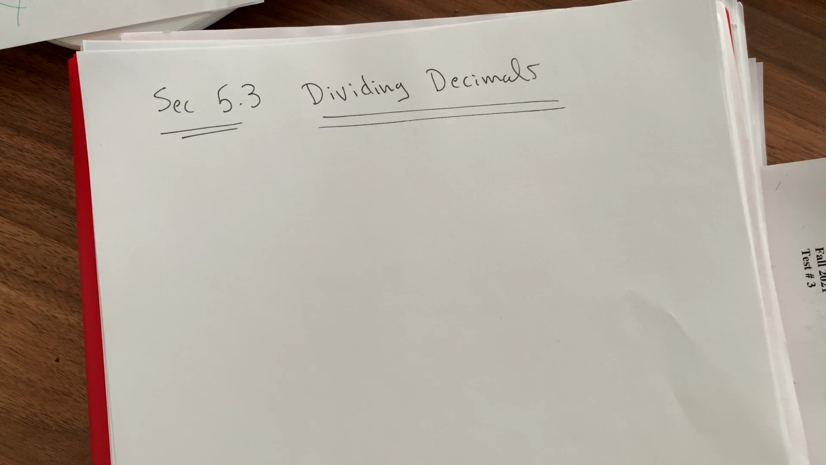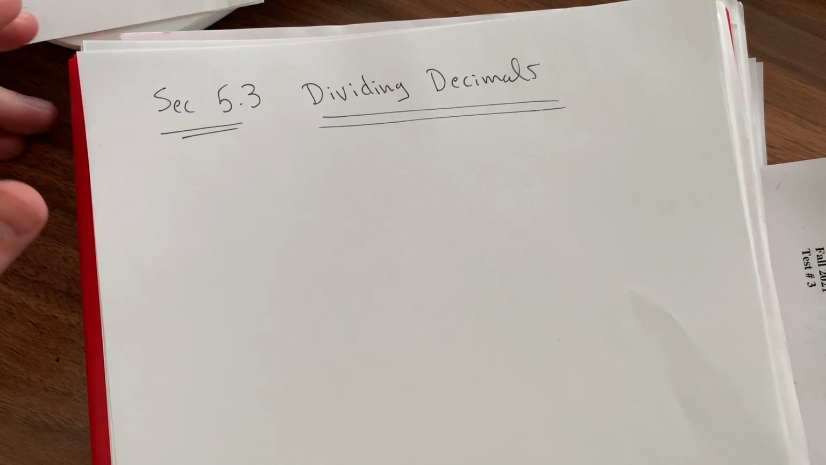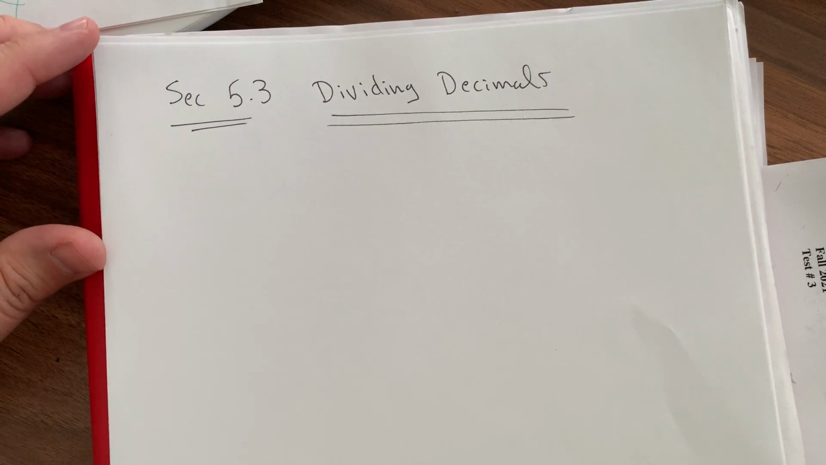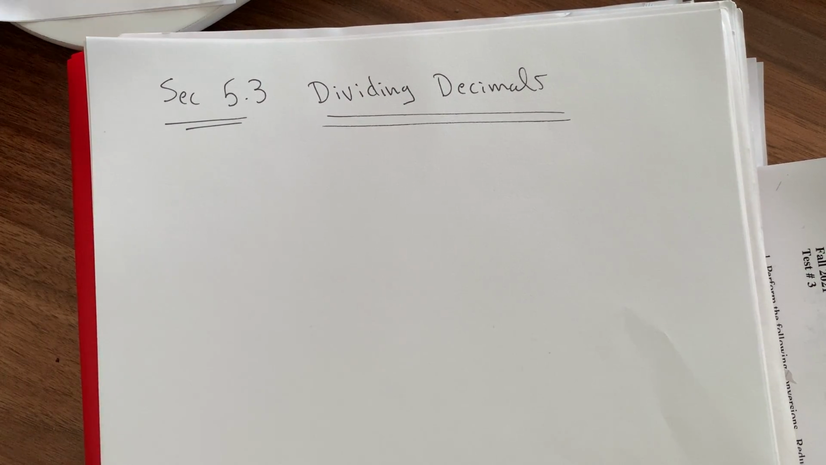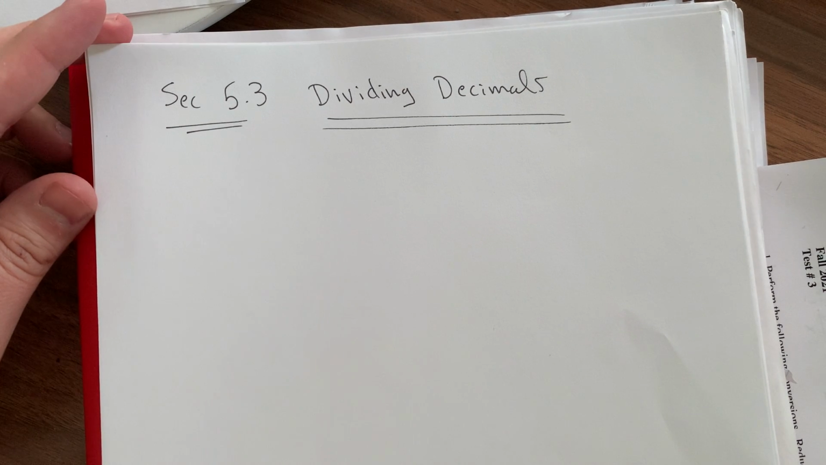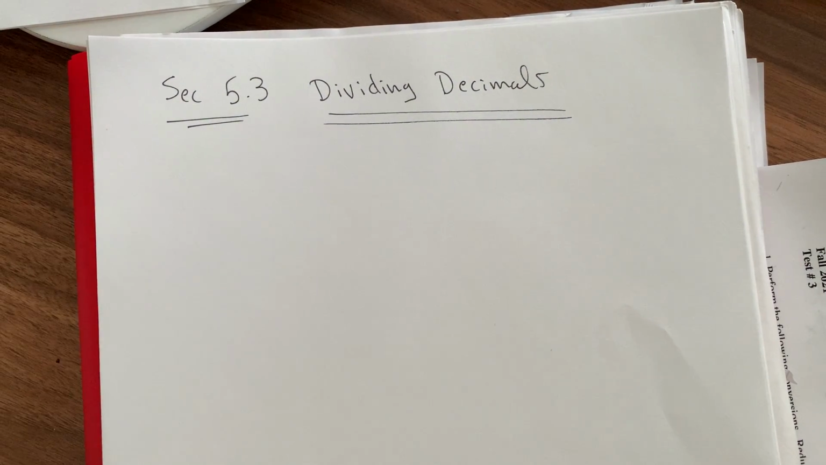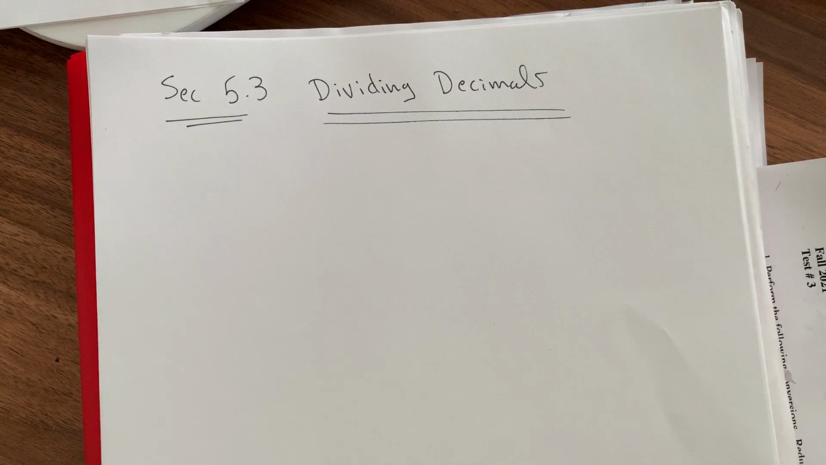Section 5.3, dividing decimals. So this is dividing decimals not by powers of 10. We did dividing by powers of 10 in the last video, sort of snuck it on after we were talking about multiplying by powers of 10. So in general, dividing decimals, what's the strategy? What are we going to do? It's really going to be more long division with just a couple small modifications.